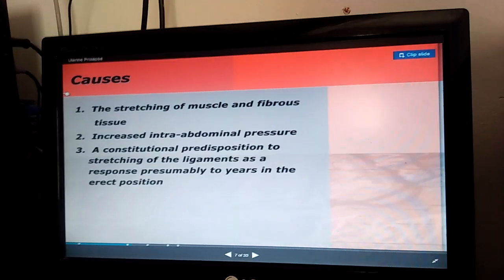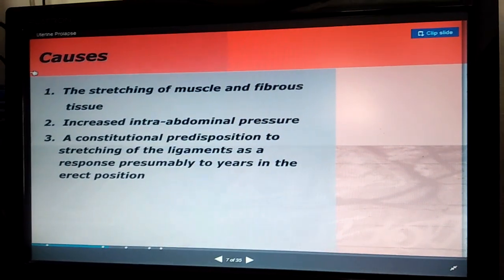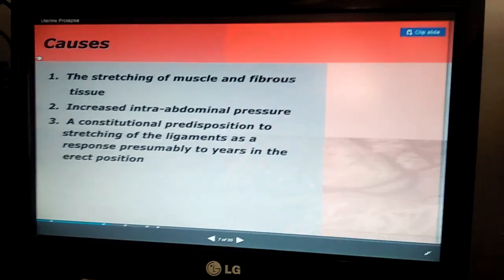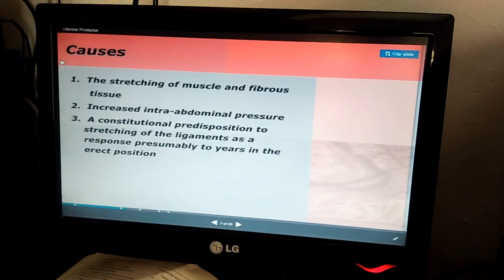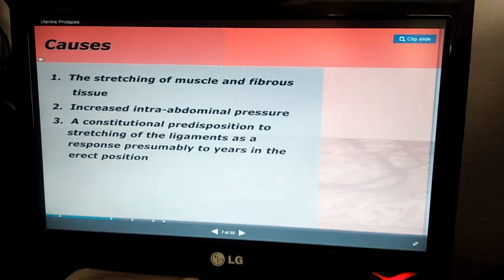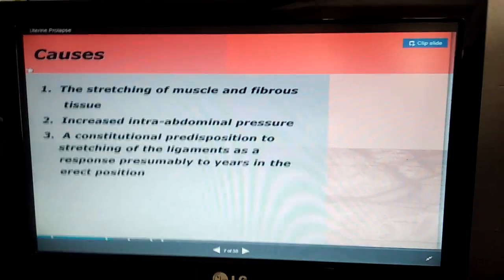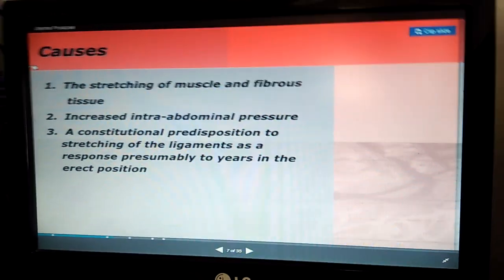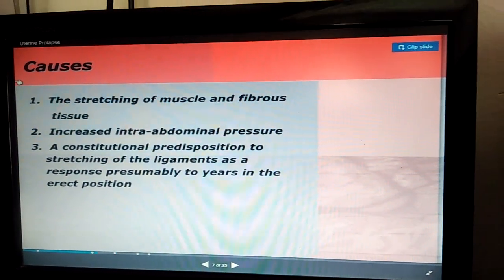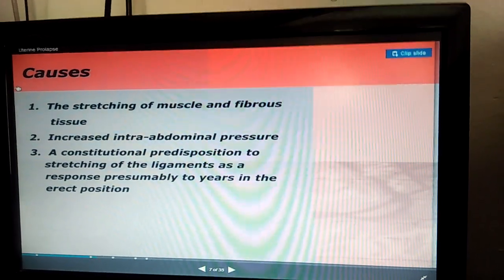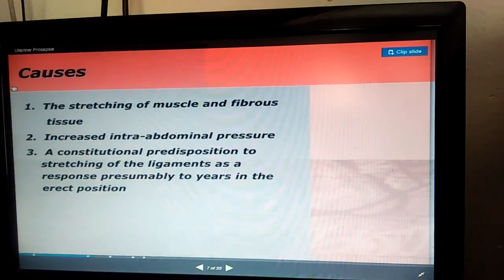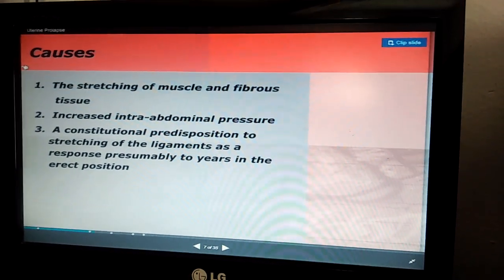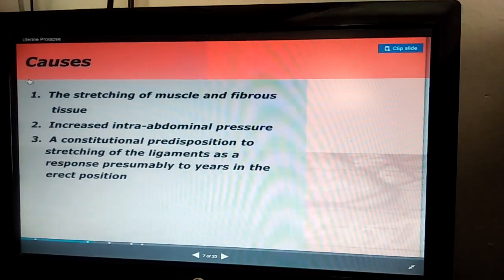Now, what is the cause behind it? Why do such things occur? The basic cause is stretching of the muscles and fibrous tissue, and sometimes increased intra-abdominal pressure. Now, what are the conditions which can lead to increased intra-abdominal pressure? The commonest conditions, as you can guess, are chronic cough, or if the patient has constipation. So that is the cause behind it.